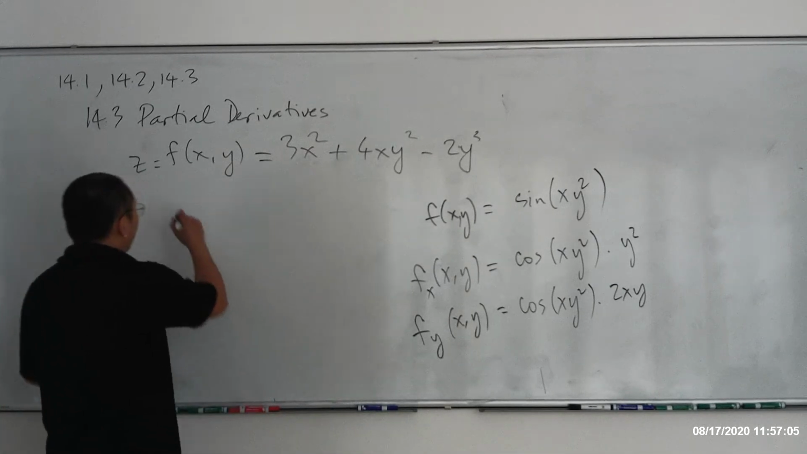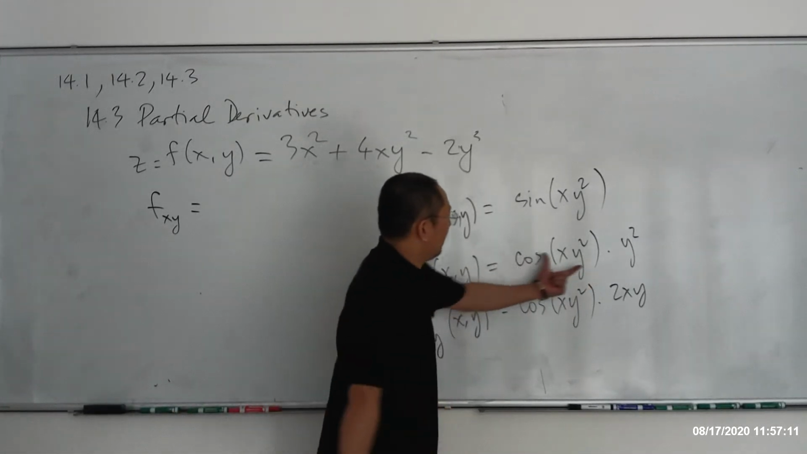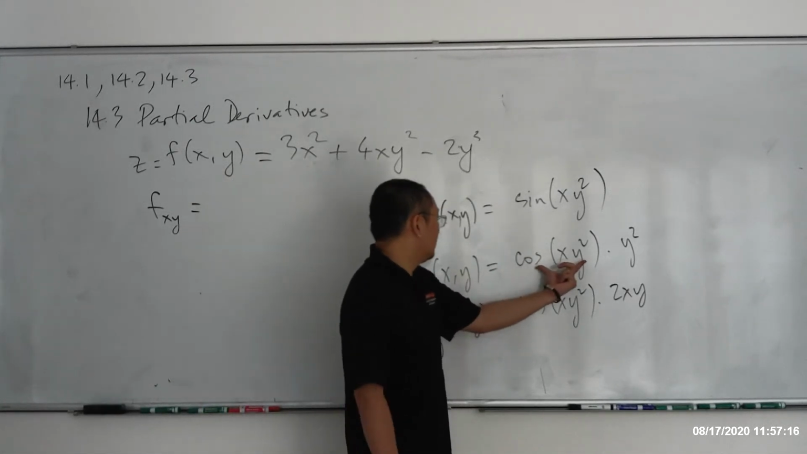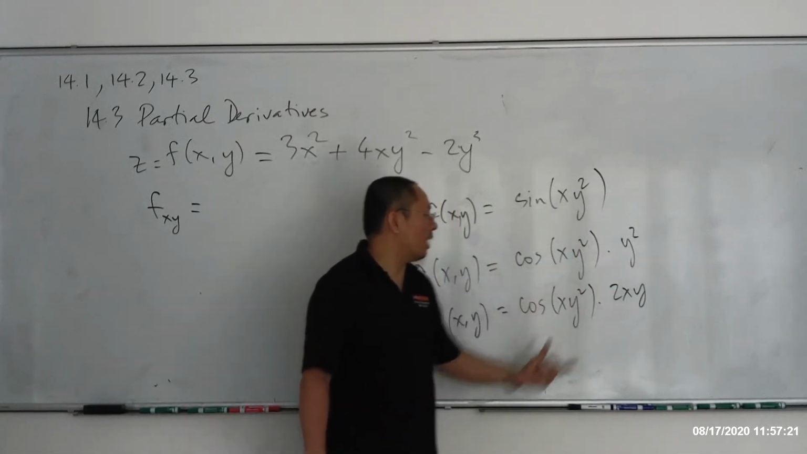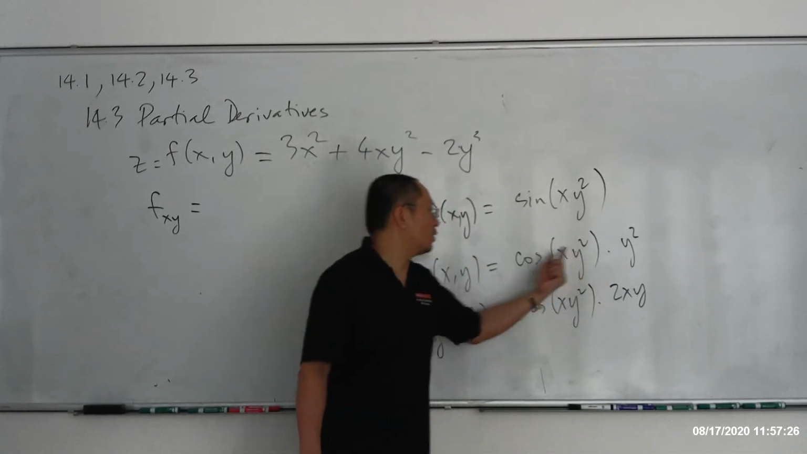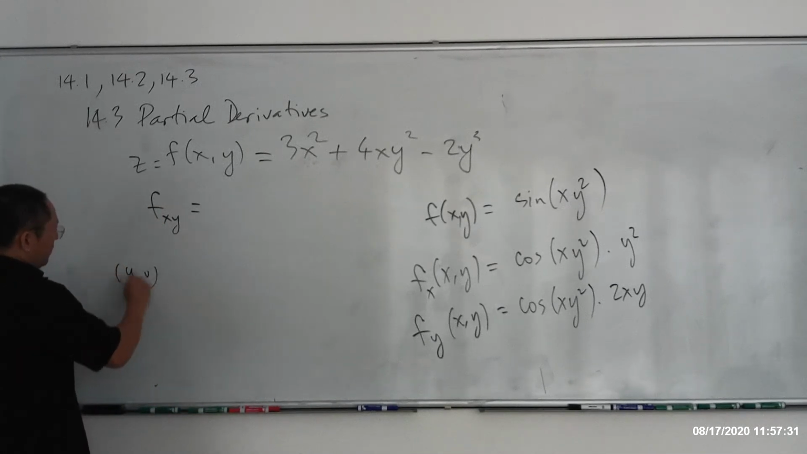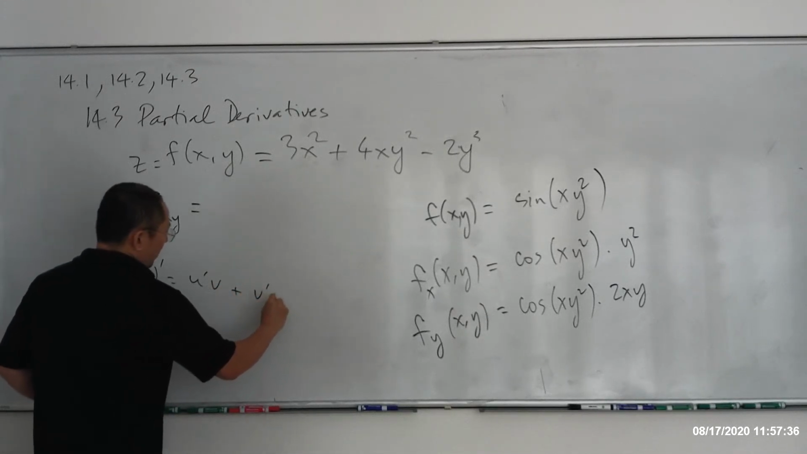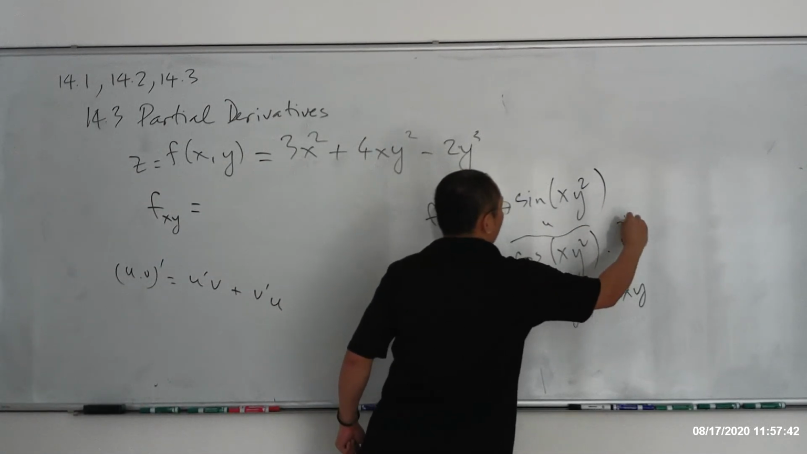What about fxy? Fx is right here, so what do I have to do? This is cosine of xy squared times y squared, and I have to take the derivative of the whole thing in terms of y. You see that we have to use the product rule and the chain rule because we have a product of two functions, right? The product rule is what? The derivative of u times v is u prime v plus v prime u. That was the idea. So I think of the first part as my u, and this is my v.